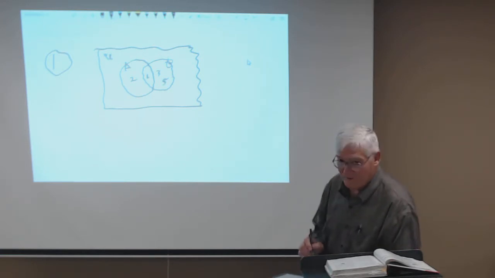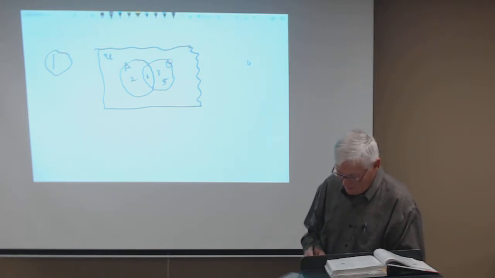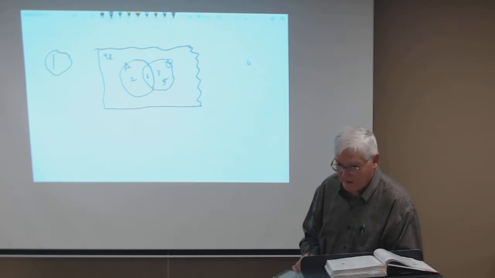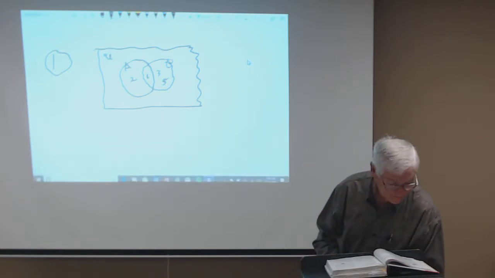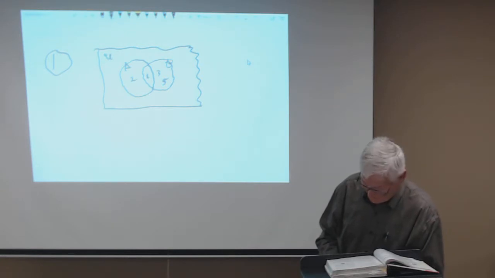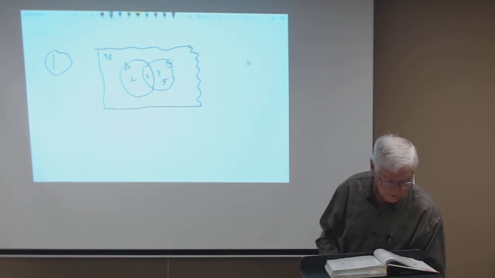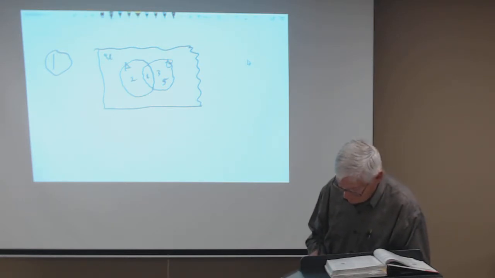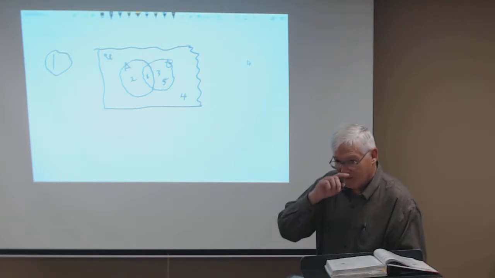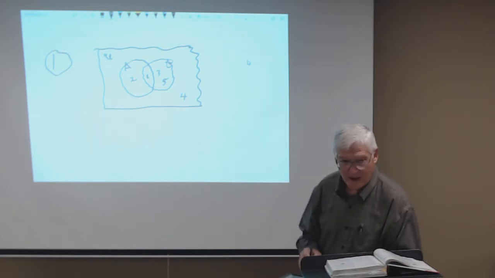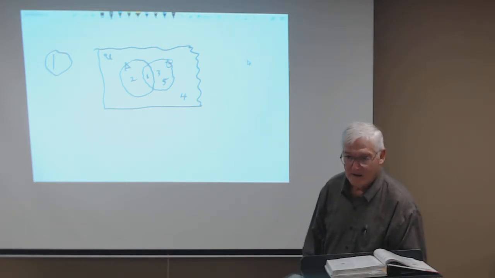1, 2, 3, and 5. A is 1 and 2, B is 1, 3, and 5. So where they intersect, 1 is in both A and B. And then the universe has 1, 2, 3, 4, 5. There's 1, 2, 3. 4 is missing, so I put 4 down here in the corner. 4 is in the universe, but it's not in A and it's not in B.